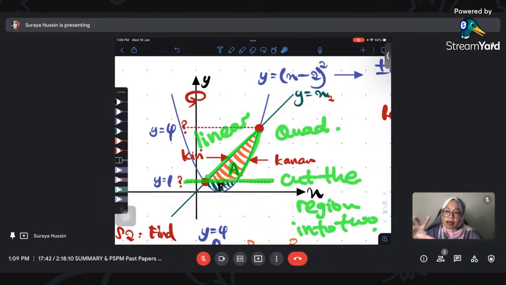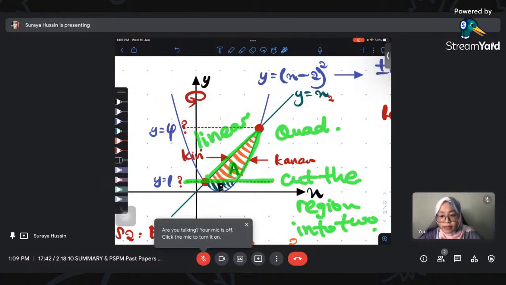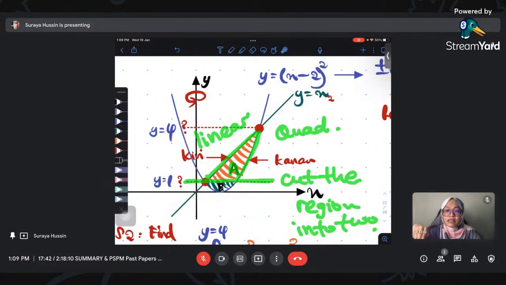Kenapa saya pisahkan jadi dua region? It is just because the limit is correct. The limit is very tepat dekat situ. Okay, bila you cut, you akan nampak 1 hingga 4 limit dia. That region is specifically untuk 1 hingga 4 je, tapi untuk region A. Maksudnya untuk sebahagian region saja.